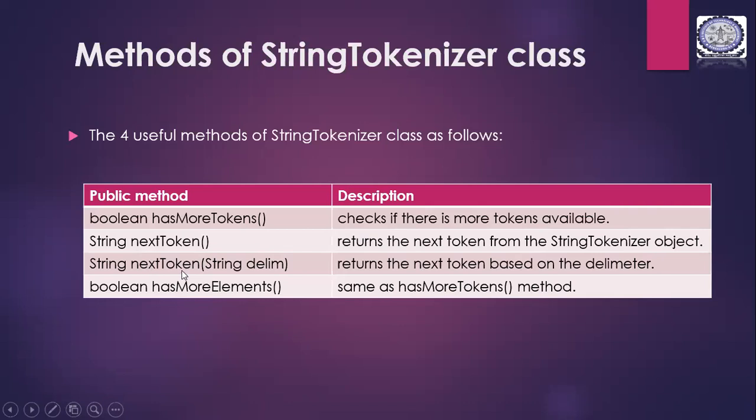Then there is String nextToken(String delim). This returns the next token based on the delimiter. It checks whether the delimiter is there, and if there is a delimiter, the token is returned based on that particular delimiter. Then the last method, sorry, this is repeated again, but it is the same as the hasMoreTokens method, hasMoreElements. It works the same way as the hasMoreTokens method.